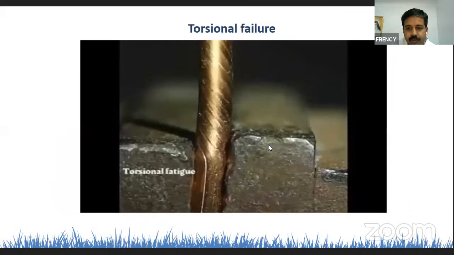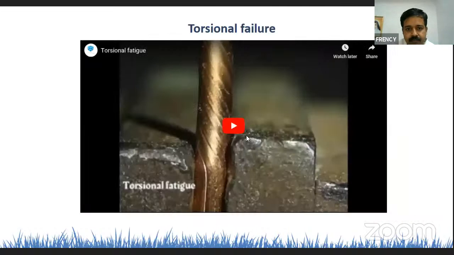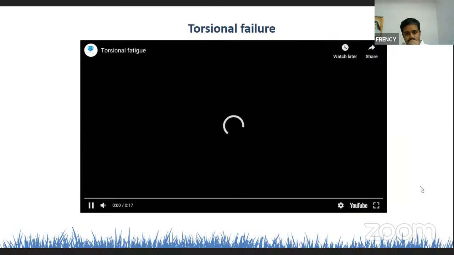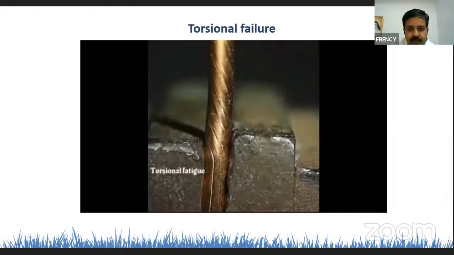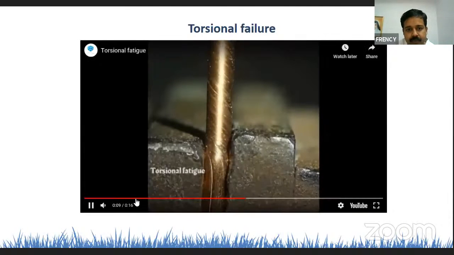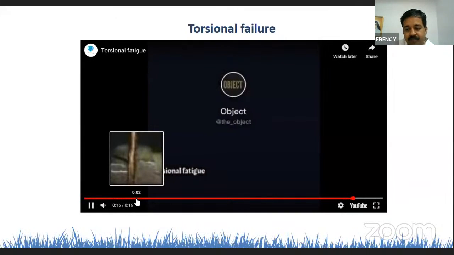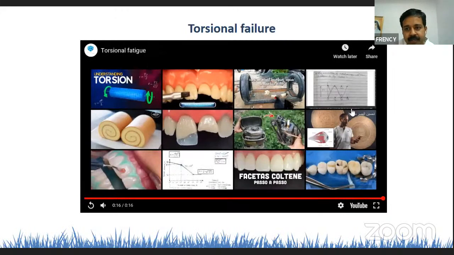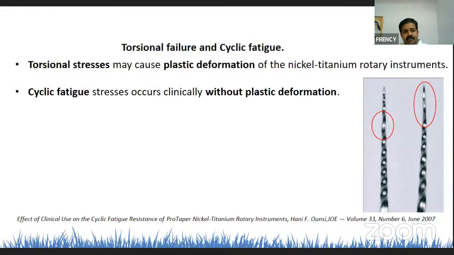Next is torsional fracture. The instrument binds in the apical region, but moves freely in the coronal area. You can see the plastic deformation that is occurring. In the torsional failure, you can see the plastic deformation also. But in cyclic fatigue, usually you won't see any deformation. The instrument suddenly separates. So torsional stresses cause plastic deformation. Cyclic fatigue usually occurs without plastic deformation.